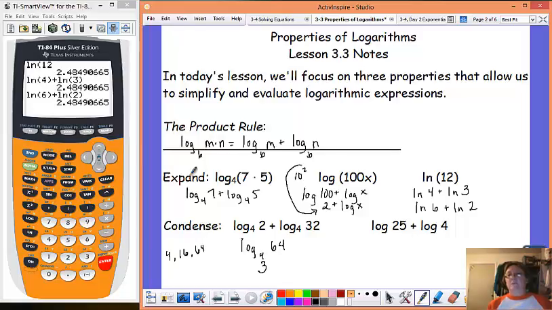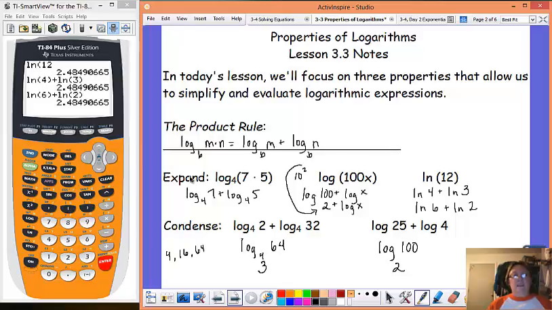So that's broken out, if you will, as an addition. We should be able to simplify it or shrink it into a multiplication. That would be the log of 25 times 4, which is 100. And this is a common log, so we're asking for the power of 10 that you need to get 100. So this one would simplify to 2. So we're learning some tricks to help us simplify and evaluate logarithms.